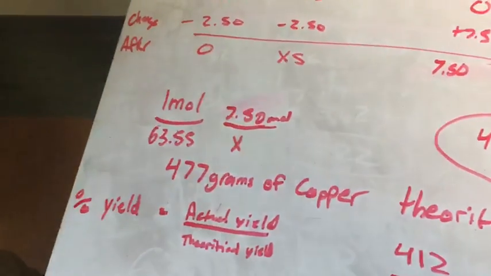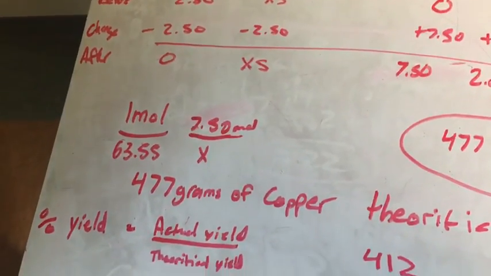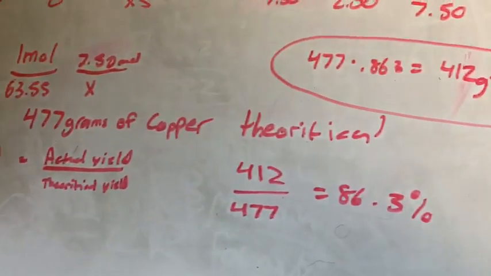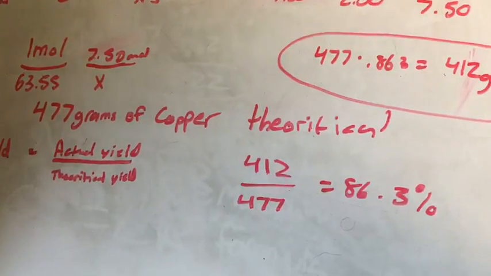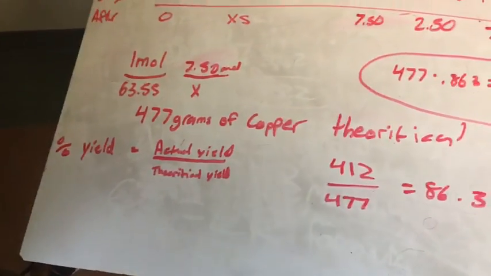1 mole over 63.55 grams of copper is equal to 7.50 moles of copper over X. And we get 477 grams of copper, which is the theoretical yield. So that's the amount. If everything went as planned, then we would get 477 grams of copper.